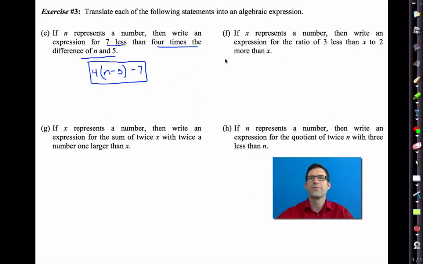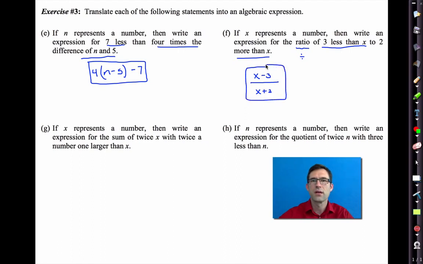Let's look at letter F. If x represents a number, then write an expression for the ratio of 3 less than x to 2 more than x. Well, all right. Here's 3 less than x. Ratio means division. So the ratio of 3 less than x to 2 more than x. Here we go. Right? x minus 3 divided by x plus 2.